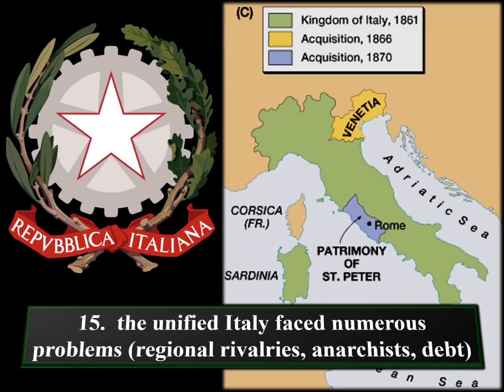The unified Italy, however, will face numerous problems. Regional rivalries were still very, very problematic. Anarchists were everywhere throughout Italy and did not like the new idea of having more government authority over them. And of course, the debts, that will always be an issue.